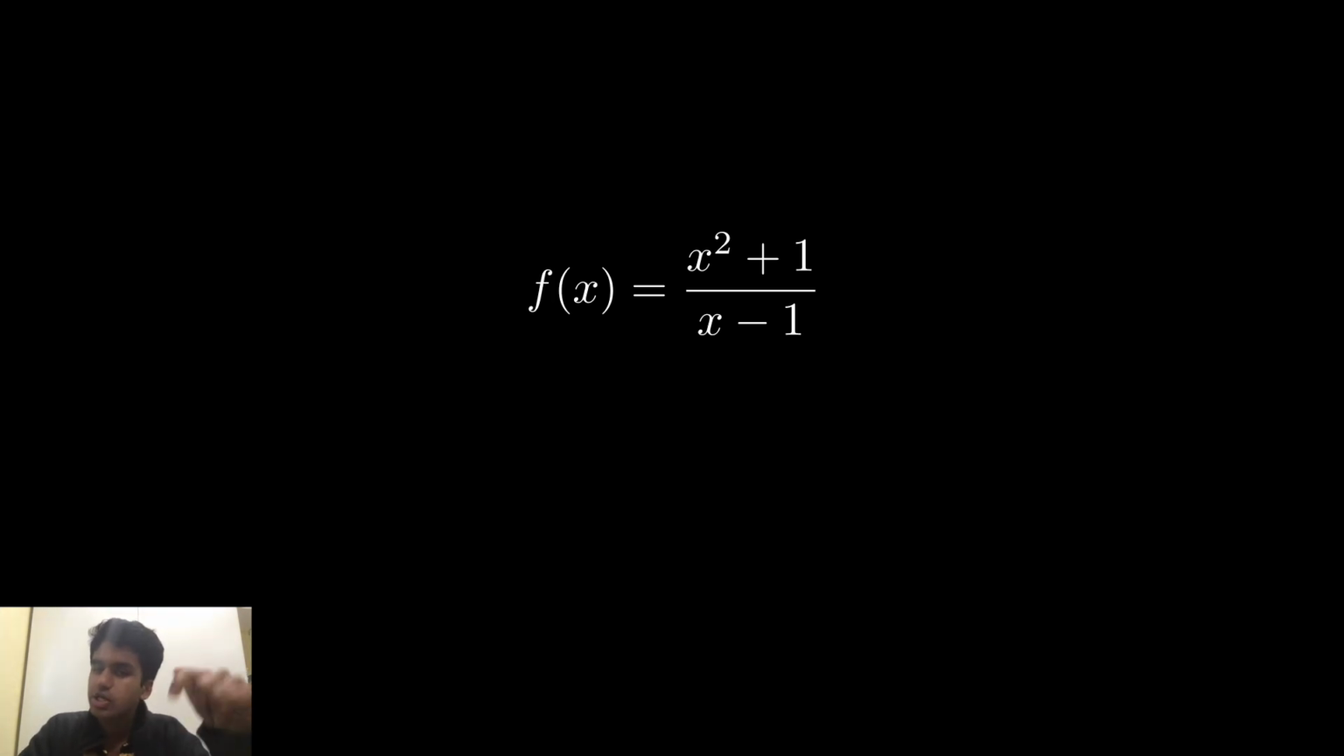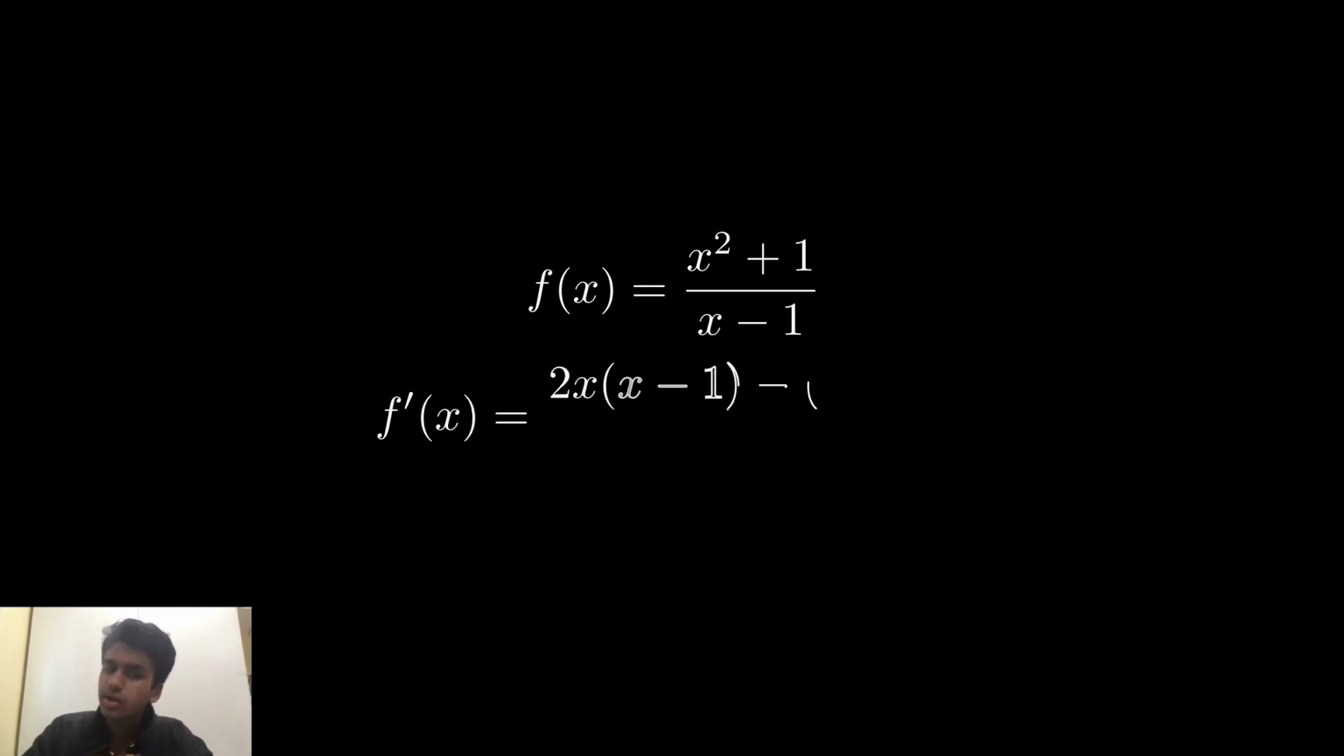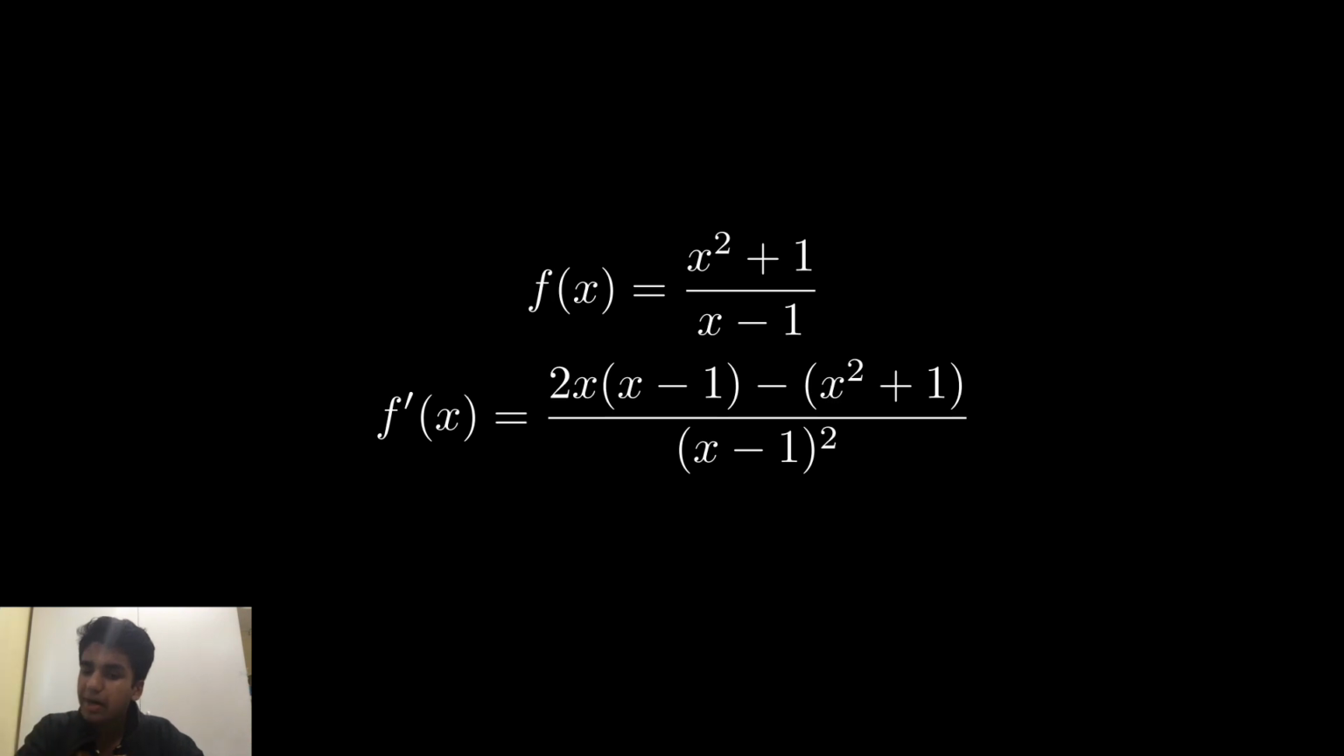So if we're asked to differentiate x squared plus 1 over x minus 1, then we simply use the quotient rule. So the function at the bottom is squared. So we get x minus 1 squared, and then at the top, we first differentiate x squared plus 1, we multiply to x minus 1, minus, now we differentiate x minus 1 and multiply to x squared plus 1.